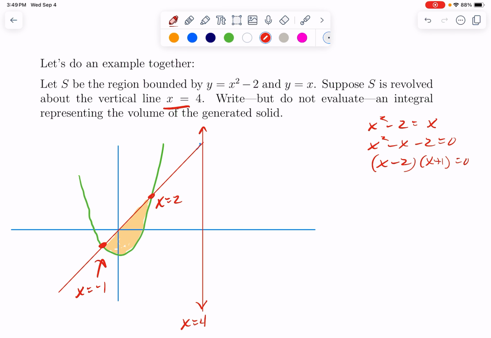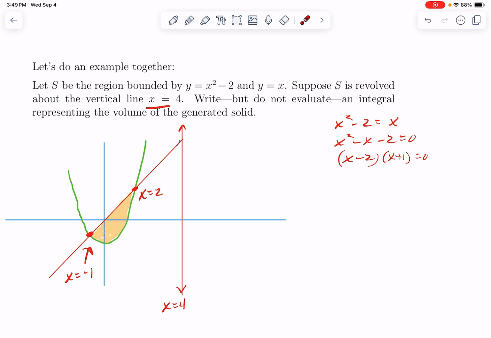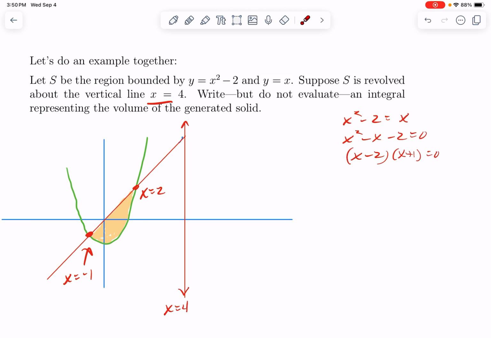So I'm not going to draw anything, but just imagine we're taking this and we're spinning it around. I'm going to draw one of the cylinders later on. Let's write, but do not evaluate, just to make our life easier, what would be the volume we get? So we notice we have a function of x and we're spinning around a vertical line. Cylindrical shells could be helpful.